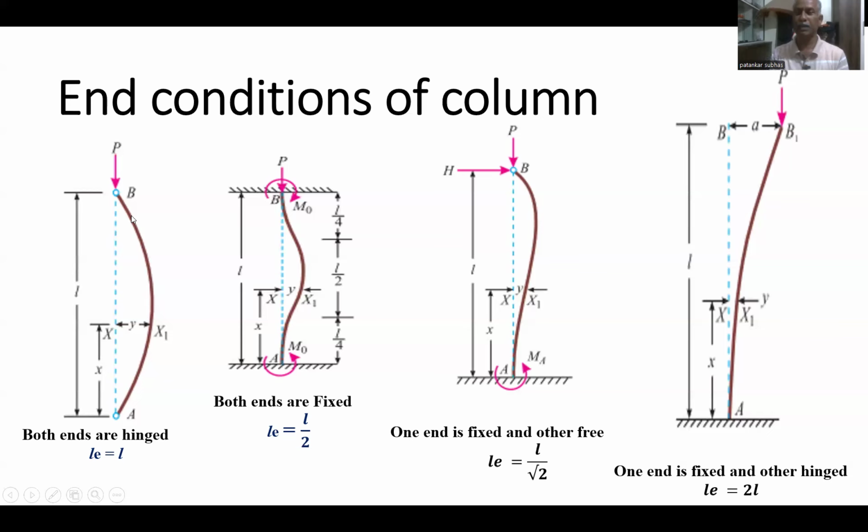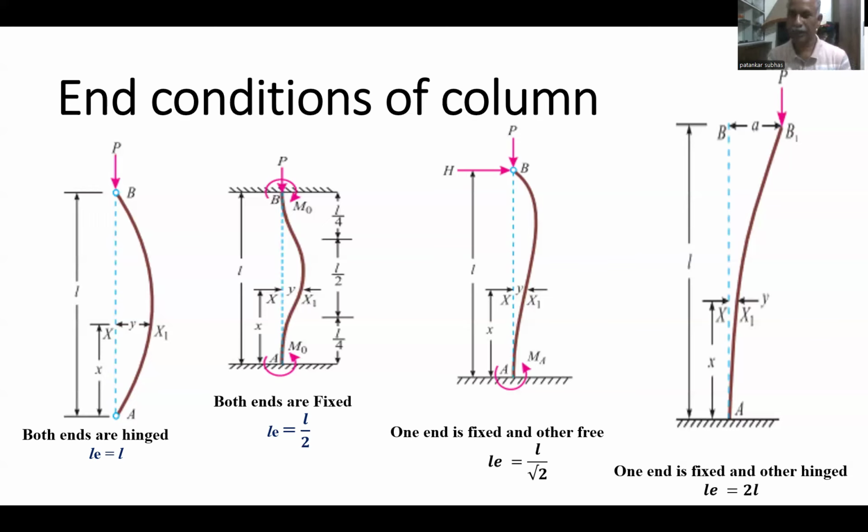When both ends are hinged, the total height, that is the length of the column, is equal to the effective length of the column. LE is equal to L. This is the first condition. Second, the column is fixed at both ends, and we know that deflection is not allowed at support A and at support B, the fixed ends. Therefore the deflection is less, and the effective length is equal to L by 2.